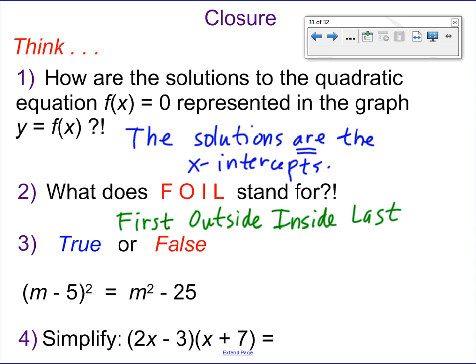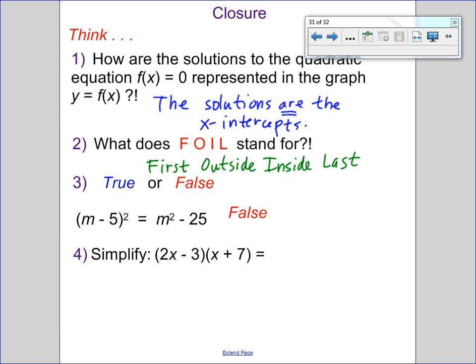True or false? Does (m minus 5) squared equal m squared minus 25? Mandy? False. Raise your hand to get false for number 3. False. Good job. And then our fully simplified form. What did you get for fully simplified form at the end of the day? Mitchell? We have 2x squared plus 11x minus 21. Raise your hand if you got the same thing. So our final answer. Way to go, you guys.